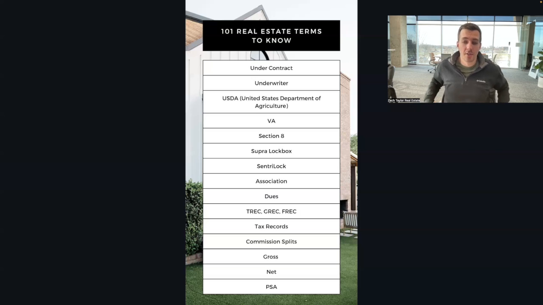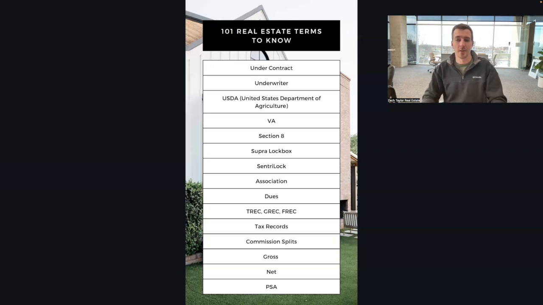Commission splits. Sometimes agents have to pay a split to the brokerage that they hang their license with. Could be 70-30, you'll hear, or 80-20. What does that mean? That means every single deal you close, you keep 70%, and you give away 30% to the brokerage. Hopefully they're giving you enough to validate that, but that's a commission split.